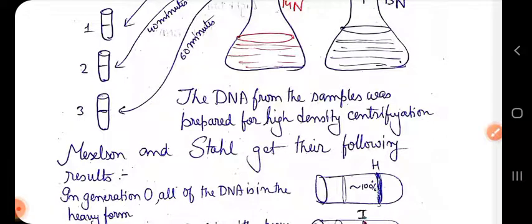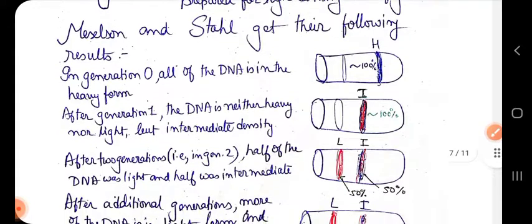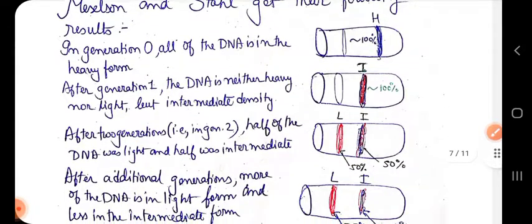Now Meselson and Stahl got the following results. This is the result you can see. I have shown them one by one, side by side. So what happened in generation 0? Obviously, in generation 0, all the DNA is in the heavy form because we directly isolated the DNA from the culture medium which was growing on N15 medium.